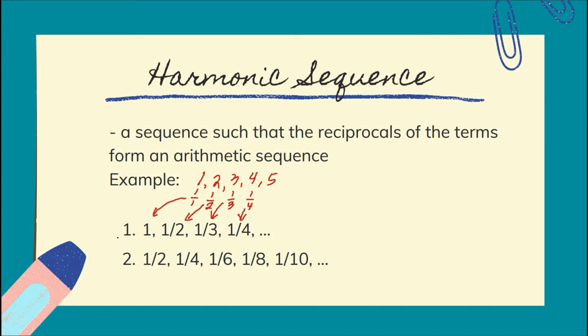And then, number 2, 1 half, 1 fourth, 1 sixth, 1 eighth, 1 tenth, a reciprocal of numbers 2, 4, 6, 8, and 10. So, ang 2, 4, 6, 8, 10, alam natin na ito ay isang arithmetic sequence. Diba? Kasi nga, we are adding 2 to each term. So, 2 plus 2, 4 plus 2, 6 plus 2, 8 plus 2, 10. Okay? Ganun lang po.